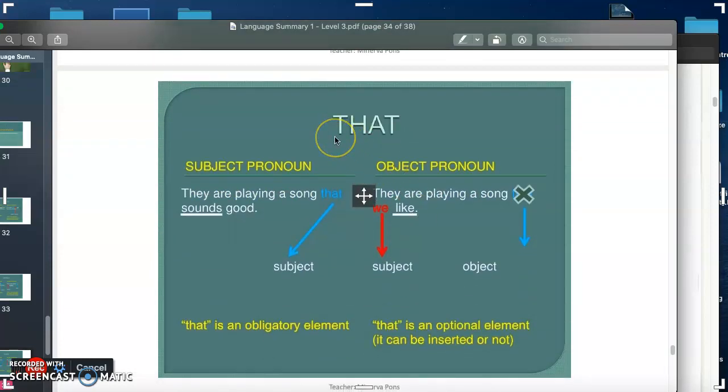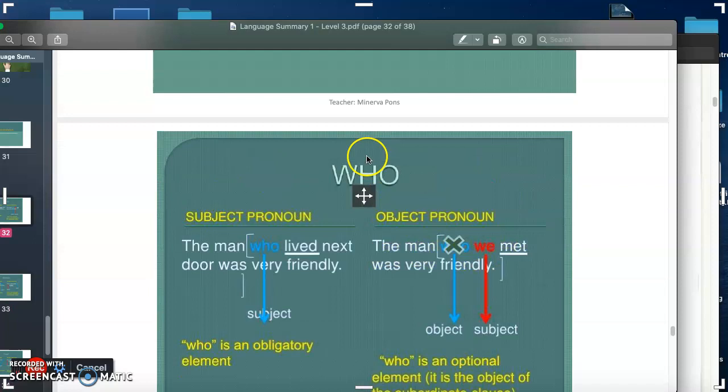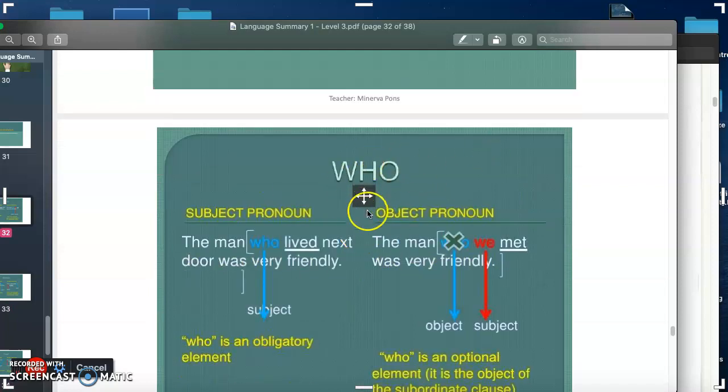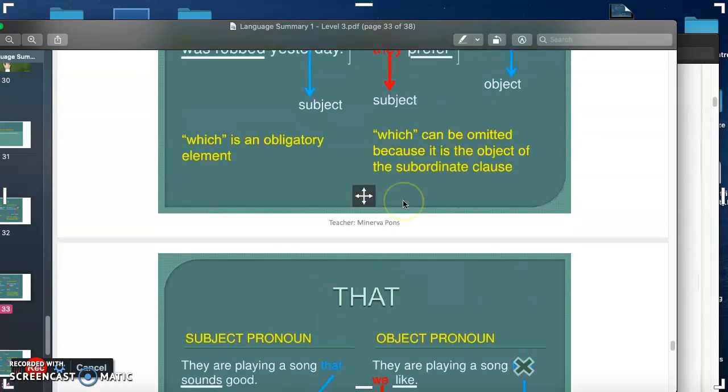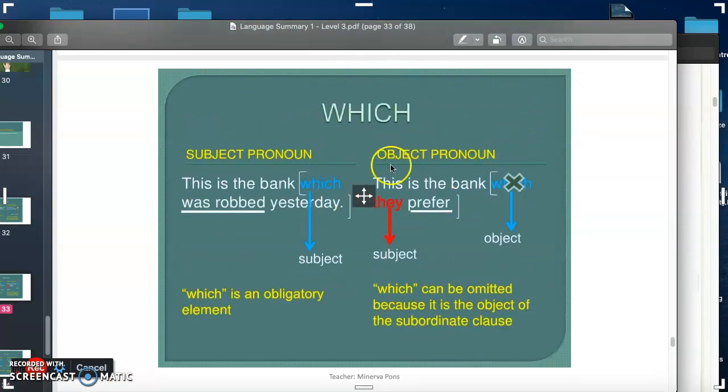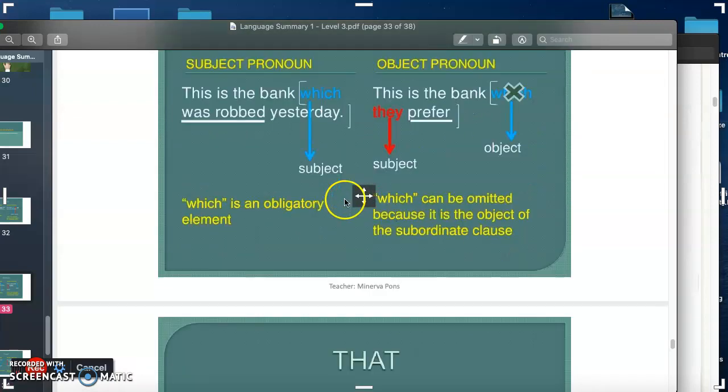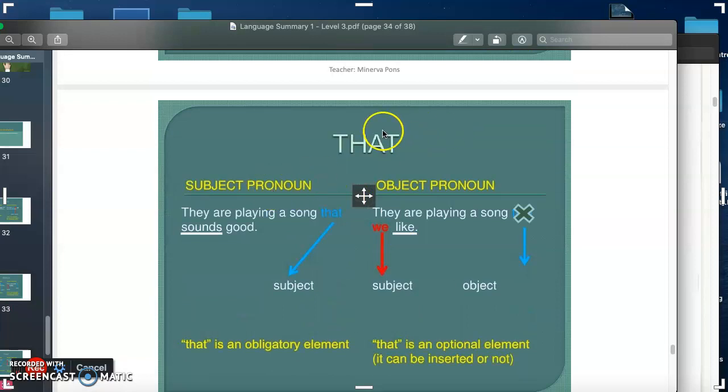And for last, we have that. So that, again, this one is used only for objects. So we have that who is used on people. We have that is used on objects. And then we have which that can be used in objects and also for people. So then we have that, which is basically the same thing. We can use it as a subject pronoun and we can also use it as an object pronoun.